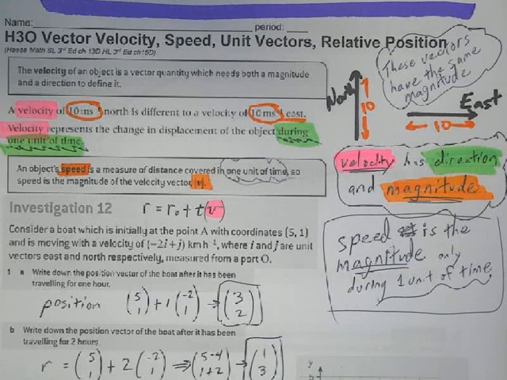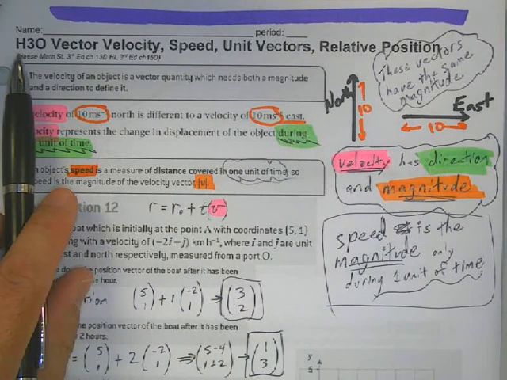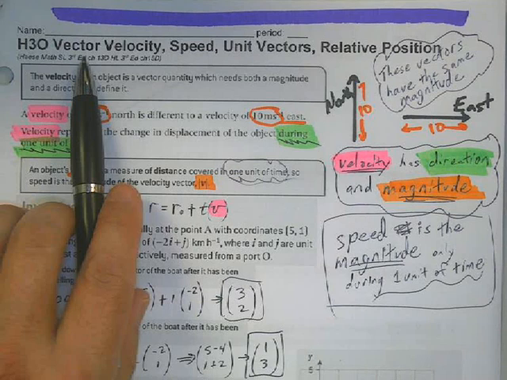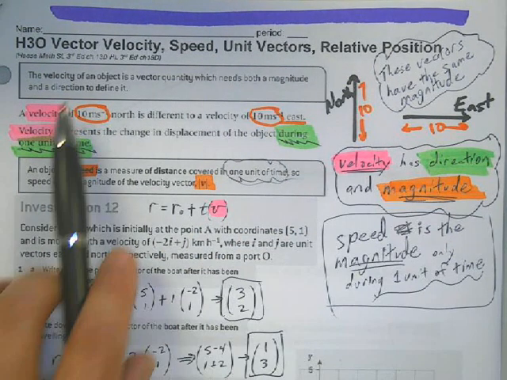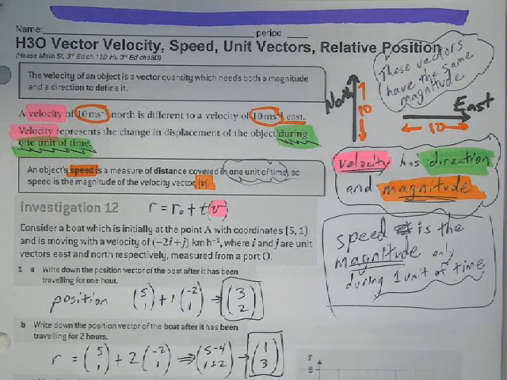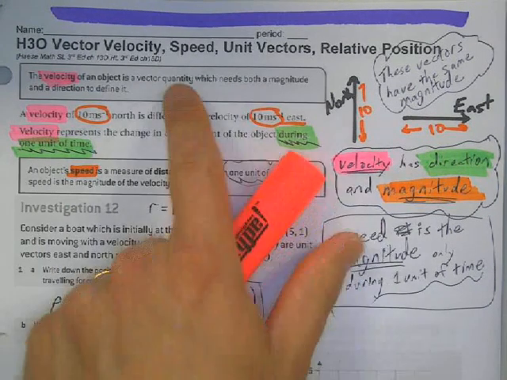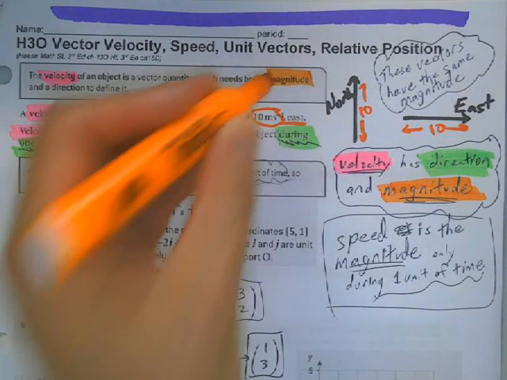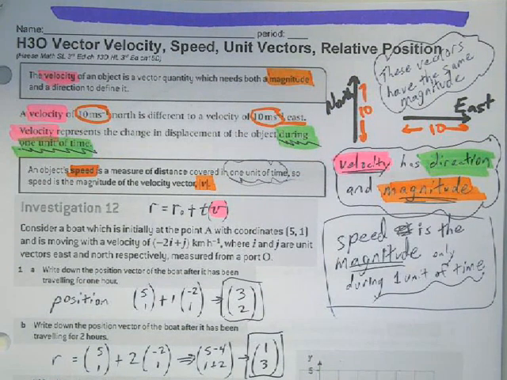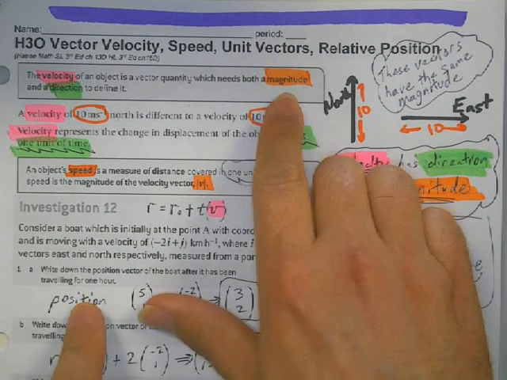Okay, this video is going to be done in two parts, so let's get started. So this is H3O, vector velocity, speed, unit vector, relative position. We're going to be talking about velocity in vectors. Velocity is a quantity that has magnitude, and velocity also has a direction. So velocity is a vector with magnitude and direction.